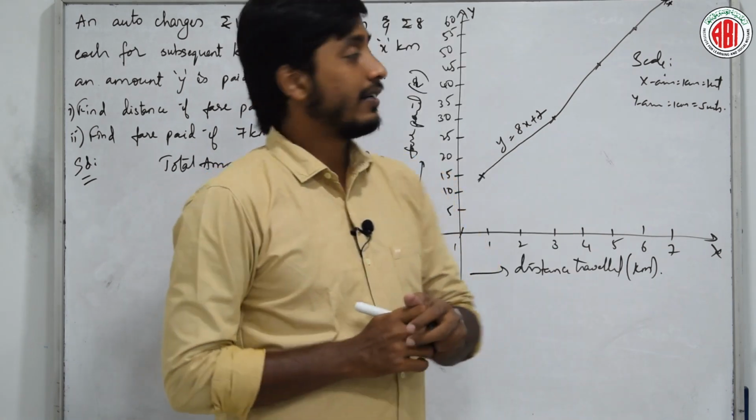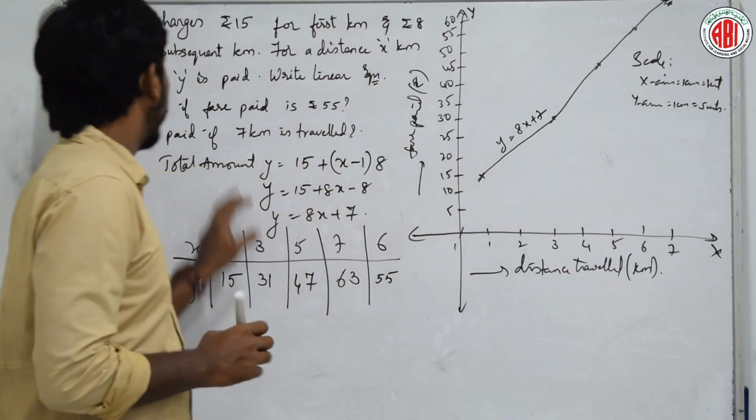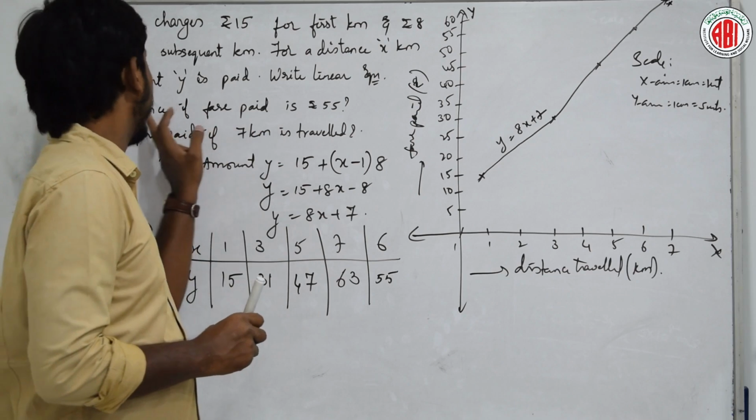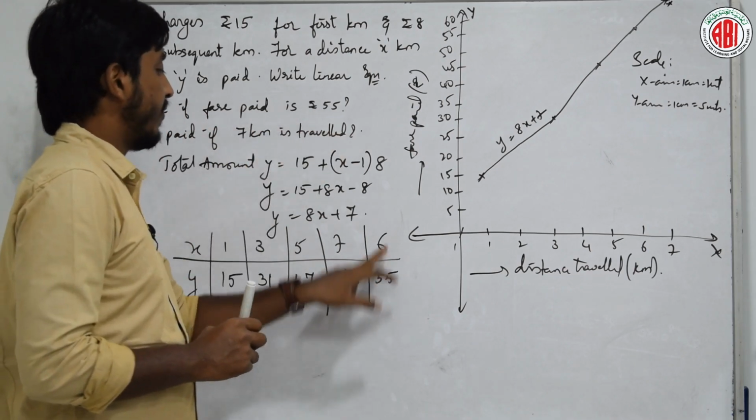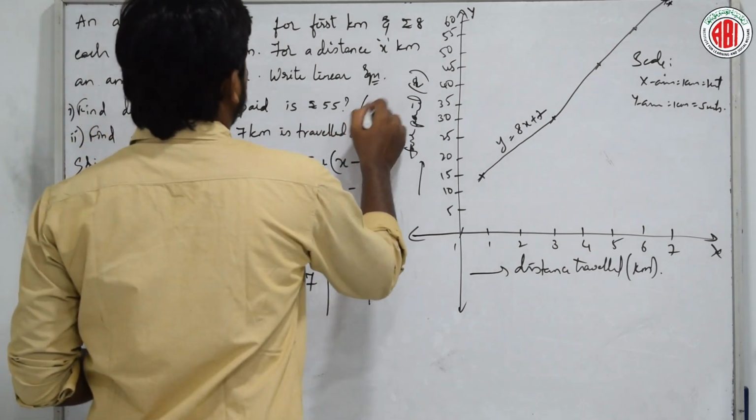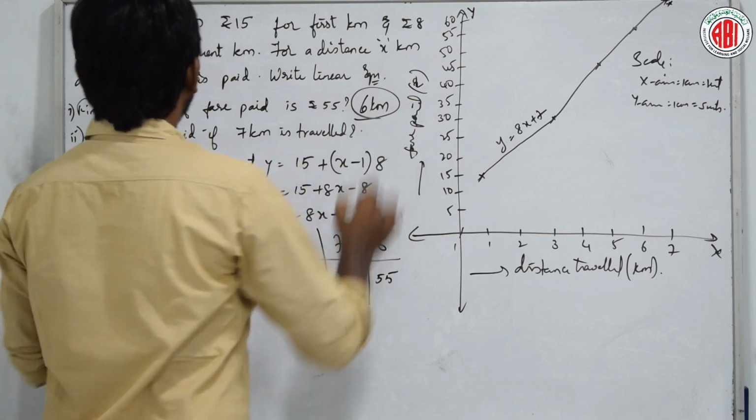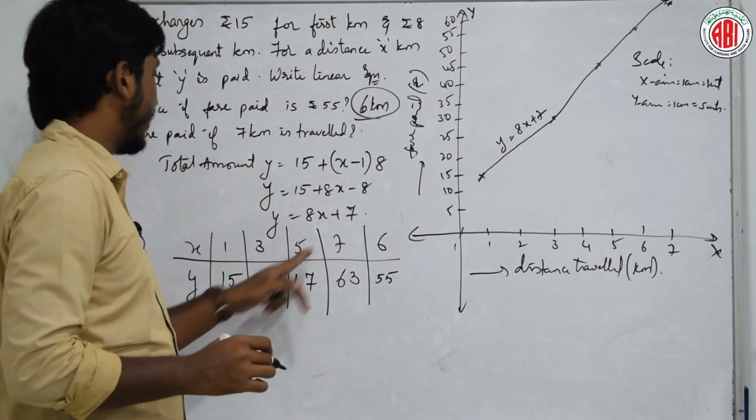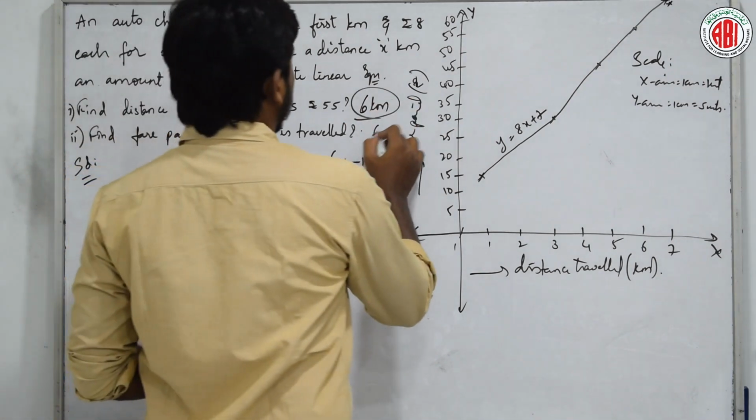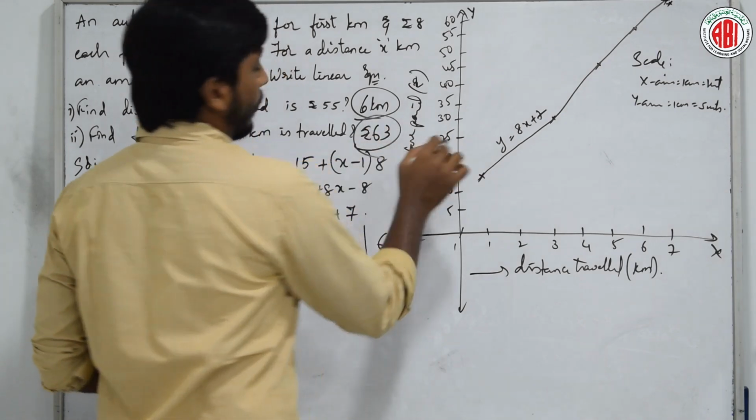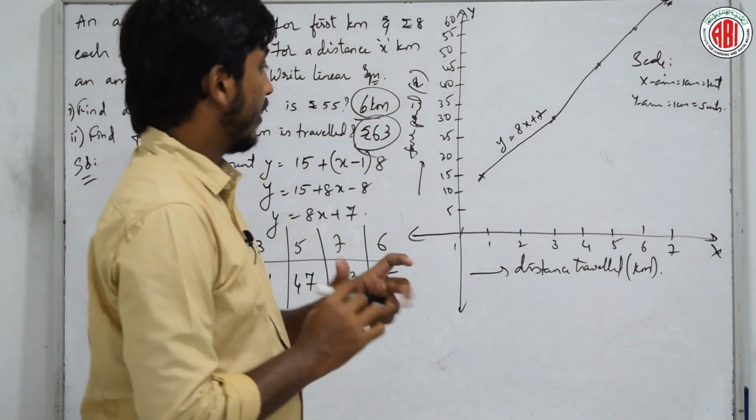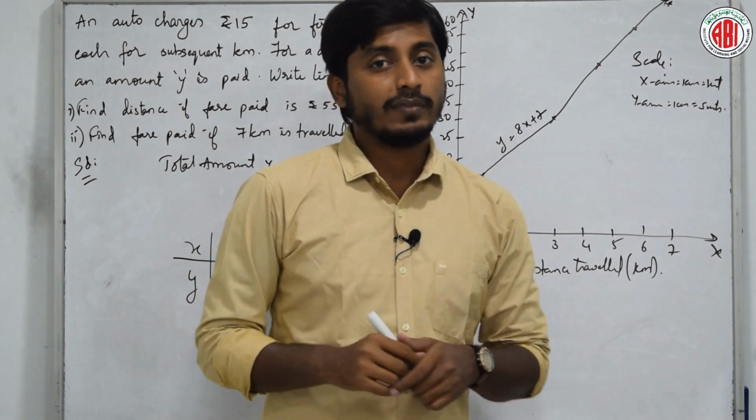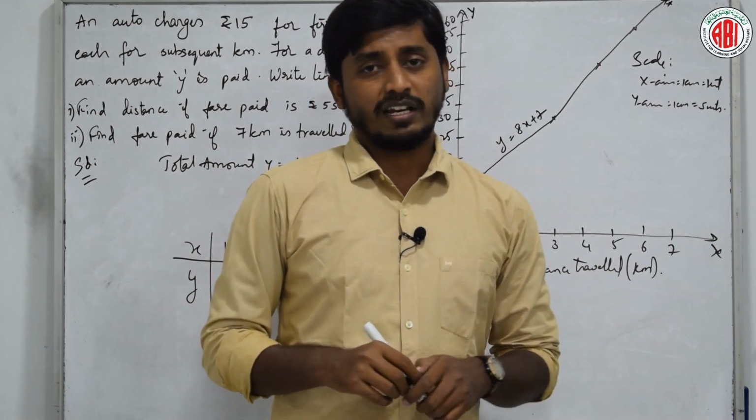Did you understand? Right, now see the question. Find the distance if the fare paid is 55, that is 6 kilometers. Next, find the fare paid if 7 kilometers are travelled, that is 63 rupees. Clear? Did you understand this problem? Shall we move on to the next problem?